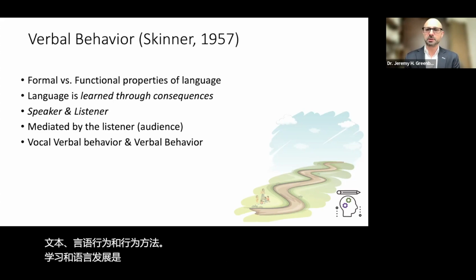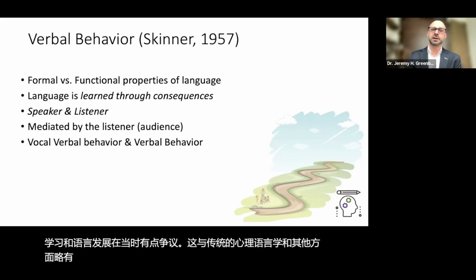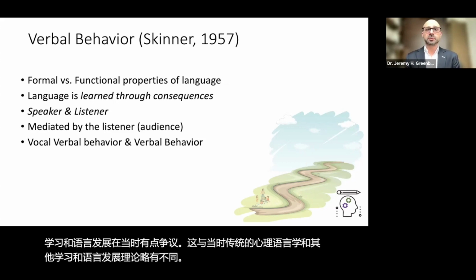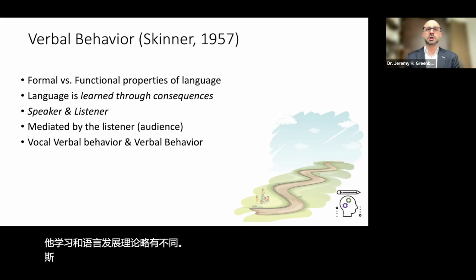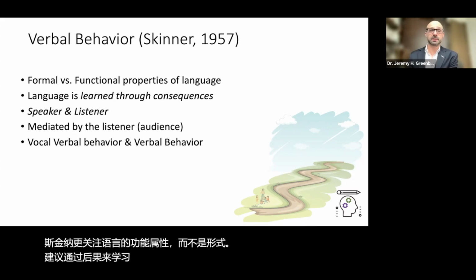The text Verbal Behavior and the behavioral approach to learning and language development was a bit controversial at the time. It was a slight departure from the traditional psycholinguistic and otherwise developmental theory of learning and language at the time. Skinner focused more on the functional properties of language rather than on the formal. He also suggested that language is learned through consequences, really, social consequences for that matter.